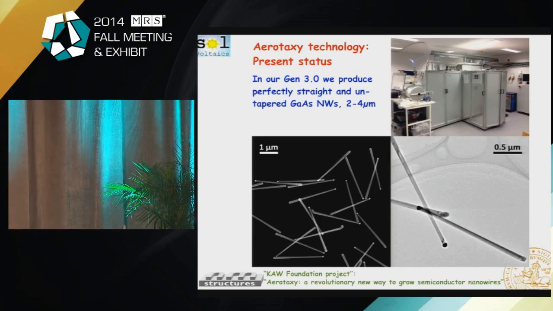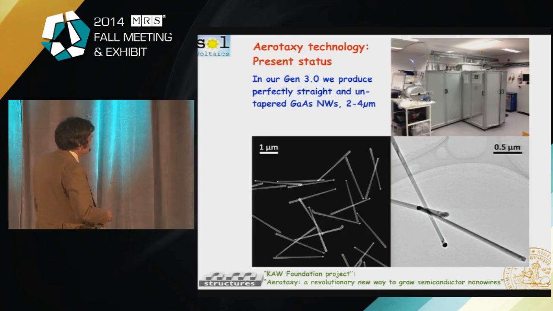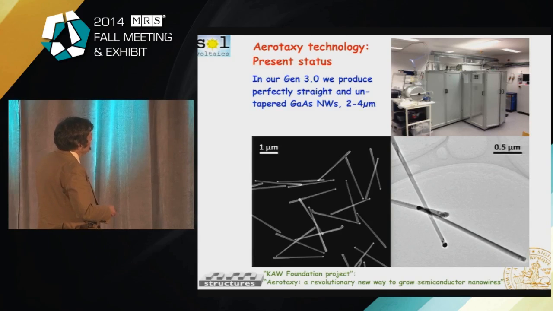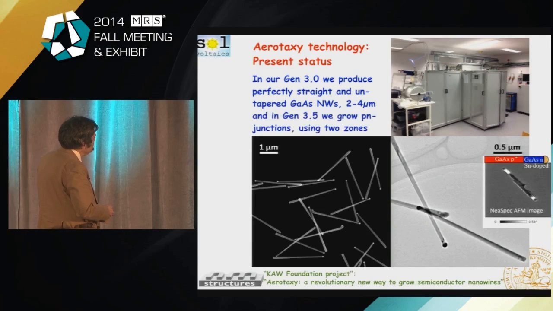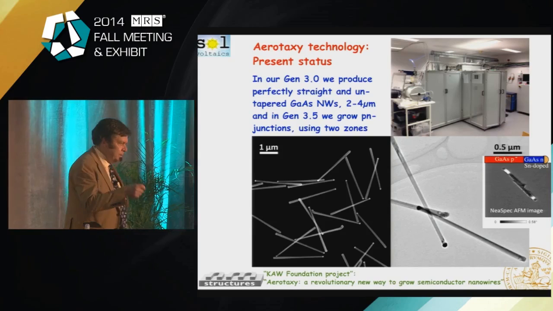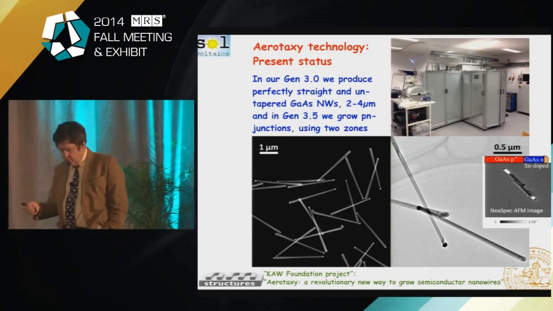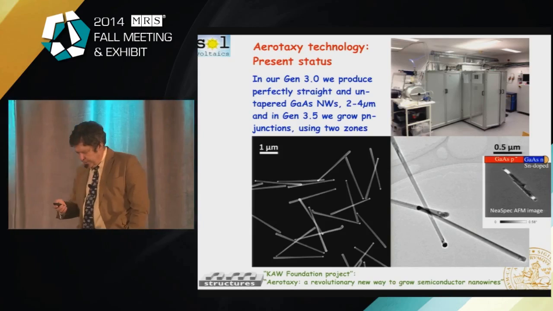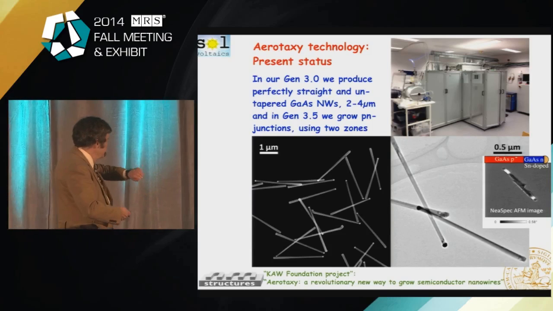We now produce very, very nice, much nicer than in this original paper, chopstick-like nanowires, 2 to 4 microns long. And inside this chamber, we have now built the Gen 3.5, in which we have 2 growth zones, where we can also make p-n junctions. So now we have this continuous growth of a tremendous amount of wires, all being collected in buckets to later be used for whatever applications we have.